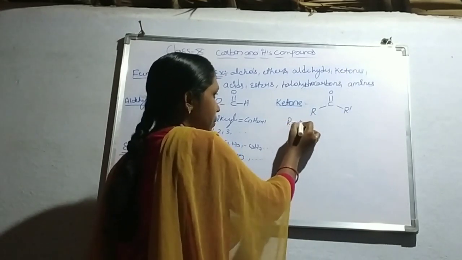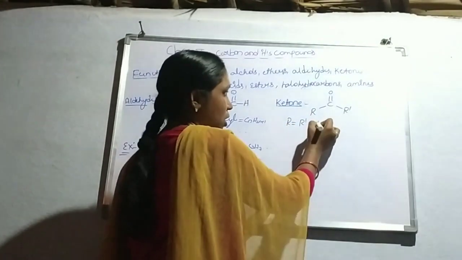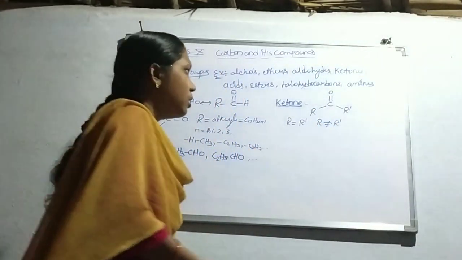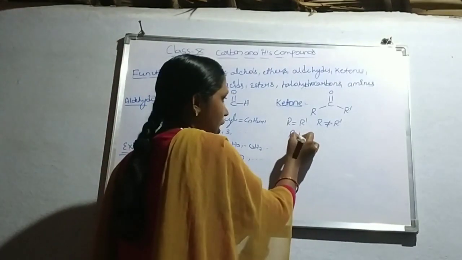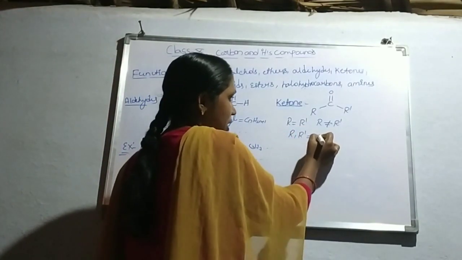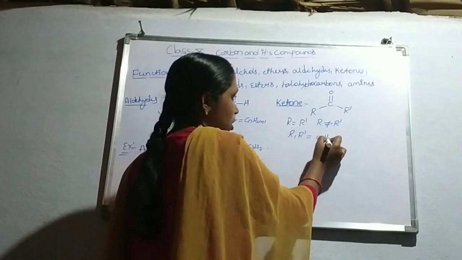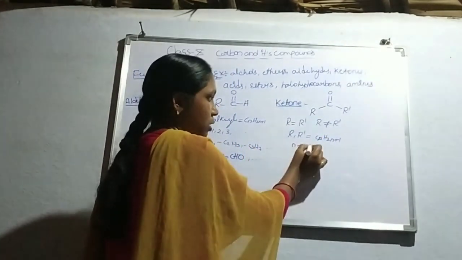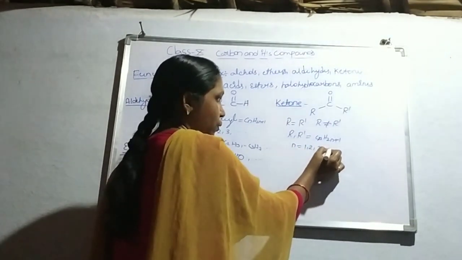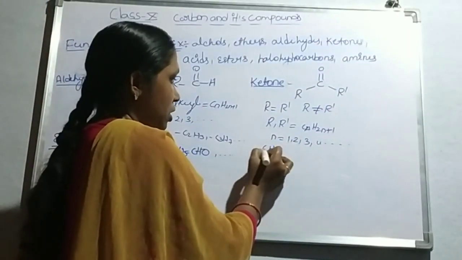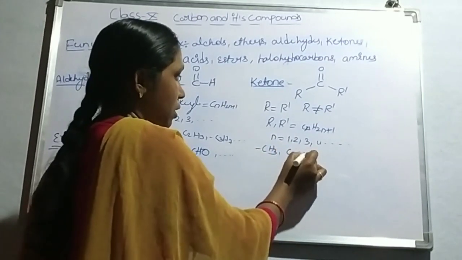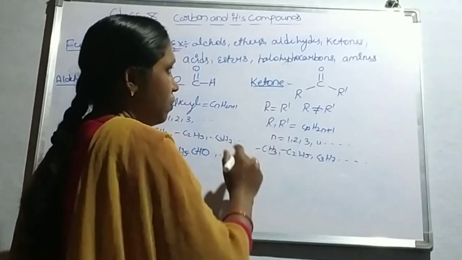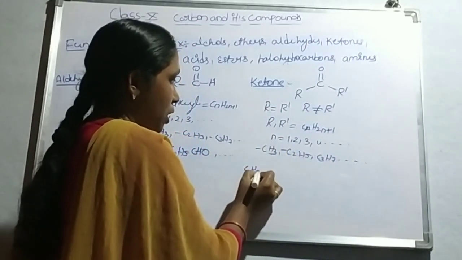Here R may be equal to R dash or R may not be equal to R dash. That means both are the same or different. But both have the general formula CnH2n+1, where n starts from 1, 2, 3, and so on. We have CH3, C2H5, C3H7, and so on. Substitute the n value and write down the examples for the ketones.